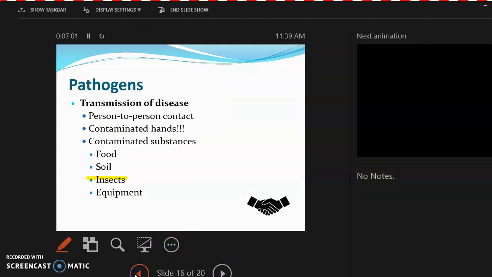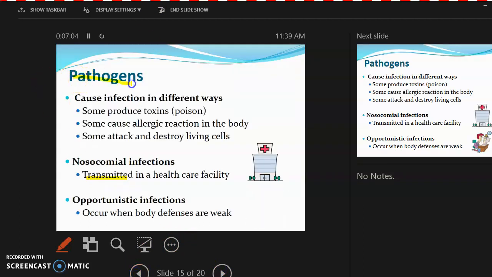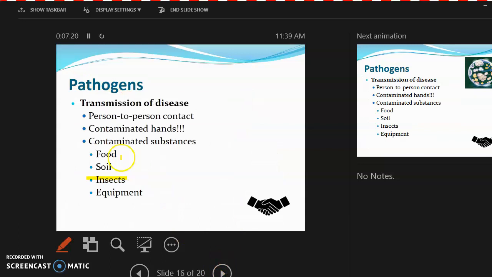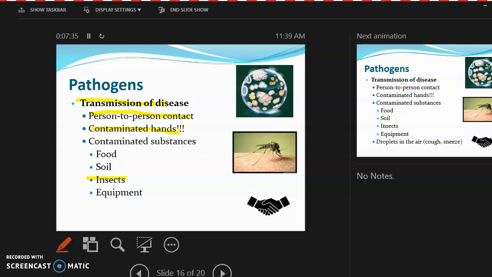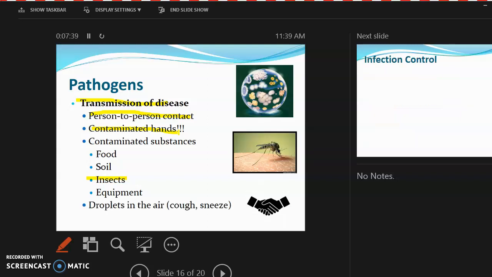Sorry, I forgot to highlight. Pathogens cause infections in different ways, and just pick 2 to write down. You don't have to write all of this, just write "cause infections in different ways." Pick 2. Then pathogens are transmitted by person-to-person contact or contaminated hands. That is why we tell you to wash your hands continually, because you may have picked up equipment that somebody else touched that had this pathogen on it. That's why we tell you to cover when you cough or sneeze.